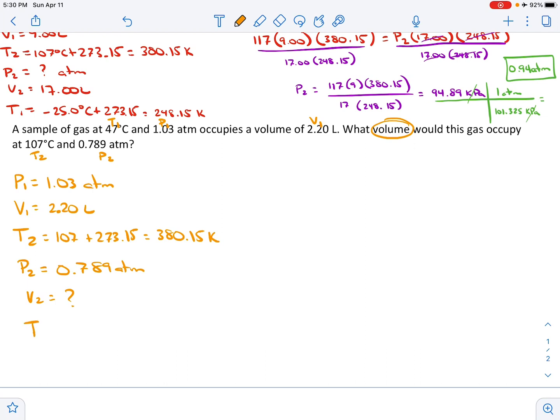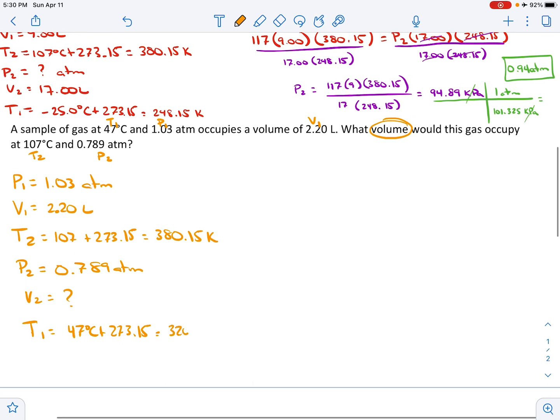And T1, remember, is our 47 degrees Celsius. So that needs to add 273.15 to it. All right, and if you guys can hear the dog in the background, I promise it's not mine. All right. We get 320.15 K. So our Ks match, our atmospheres match, our volume will be in liters when we find it. So here's our formula, P1 V1 T2 equals P2 V2 T1.